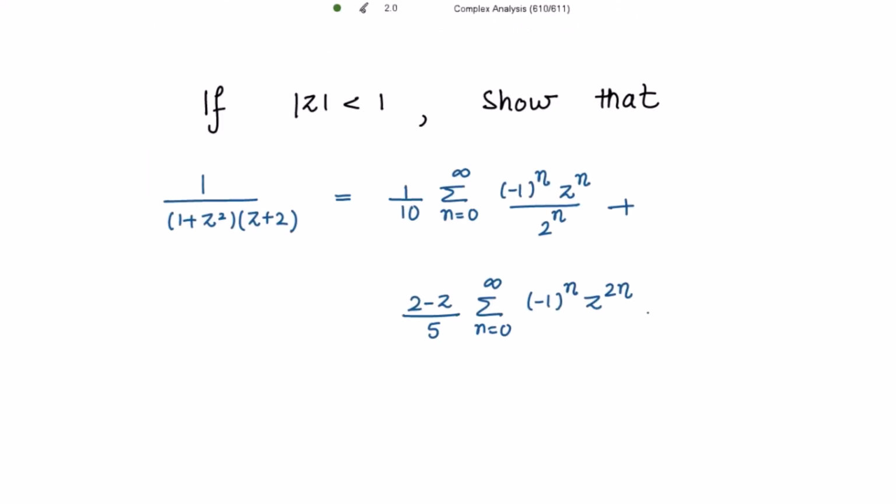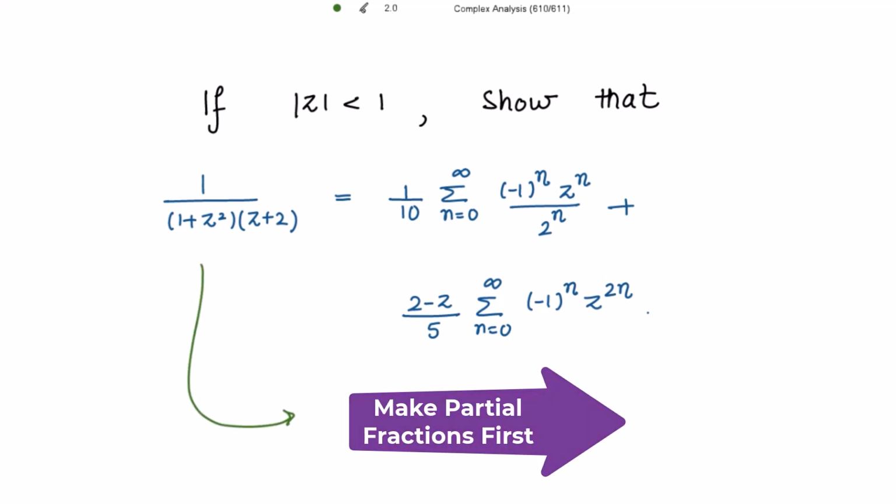Hello friends, we are going to start this question. If mod z is less than 1, show that this left hand side is equal to this right hand side. How can I write this left hand side to be equal to?